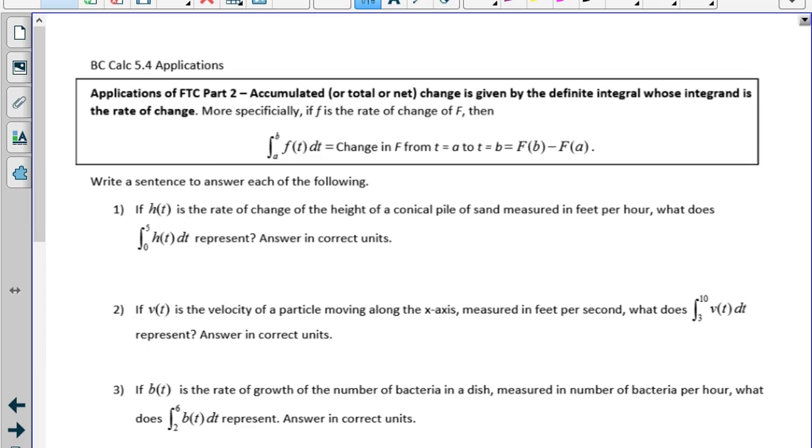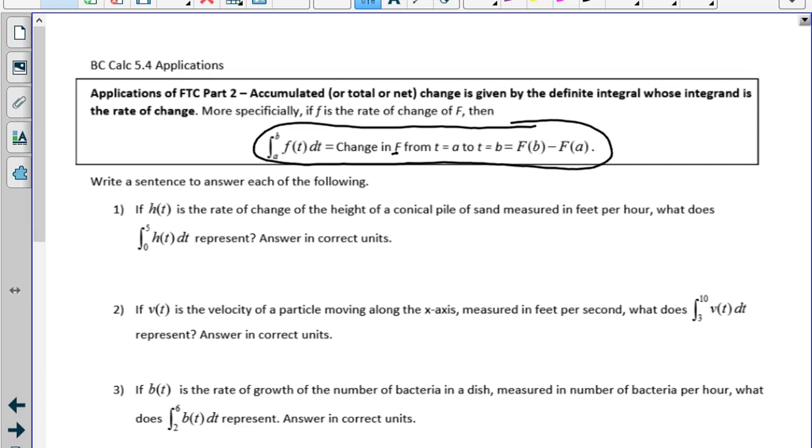So the net change is given by the definite integral whose integrand is the rate of change. If we have the fundamental theorem of calculus part two in context, what we end up seeing is that if little f of t is the rate of change, then when we take the integral from a to b, we get the actual change from time a to time b. So let's do some of these problems.